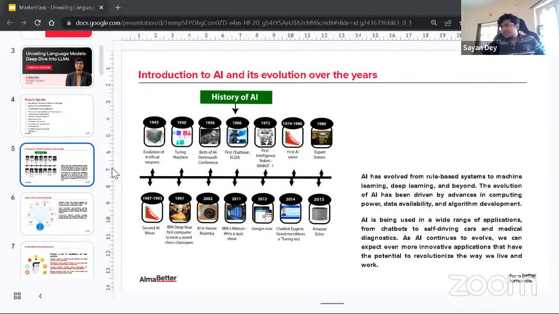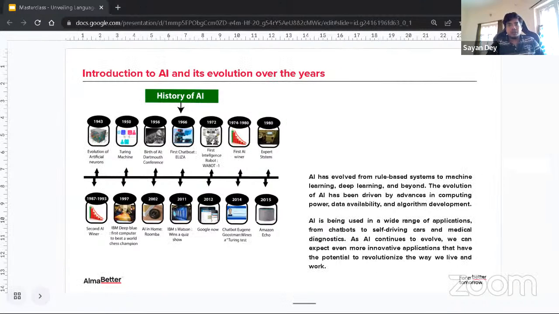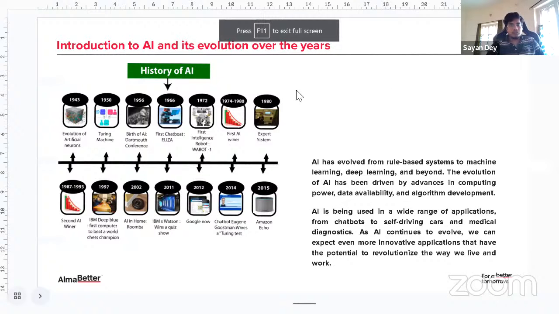AI basically came about as a concept that was proposed back in the 1950s. 1950s is when the term AI was first coined. You can see 1943, the 50s around that period. There was a Dartmouth conference where all the founding fathers of artificial intelligence came together, and that is how the term AI was formally coined, based on the Dartmouth conference.